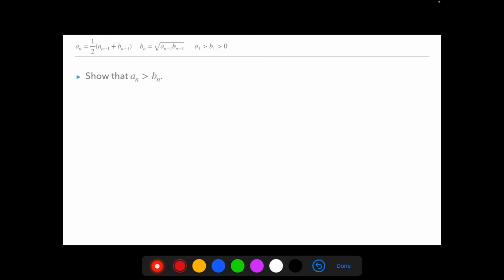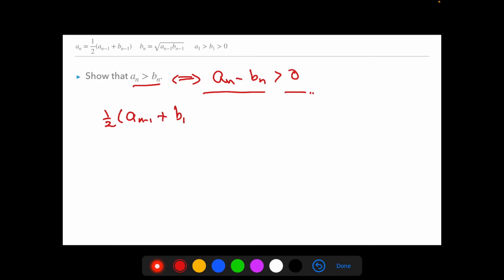So first, the arithmetic mean is always greater than the geometric mean. So this is what we want to show, or if we write it slightly differently, we want to show that a sub n minus b sub n is greater than 0. So let's just write down a sub n. It's just the arithmetic mean of a sub n minus 1 and b sub n minus 1. And b sub n is the geometric mean. Then we factor out 1/2.